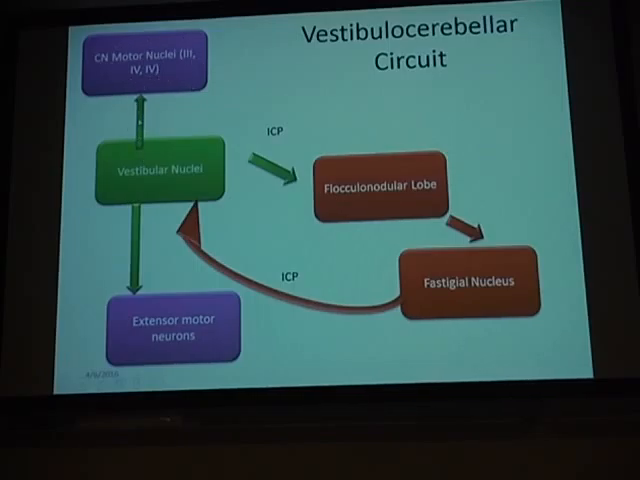Can anybody tell me what this pathway would be? MLF. Okay. For the most part, the ones going to the eye muscles are going to be from the medial vestibular nucleus, although I haven't asked you to distinguish all of those. But yeah, going from this medial vestibular nucleus up through the MLF to the cranial nerve motor nuclei, and then down to the extensor motor neurons in the spinal cord, and these would be our vestibulospinal tracts.